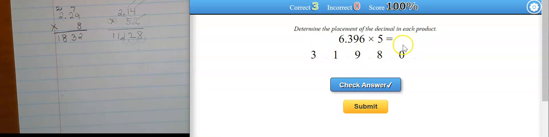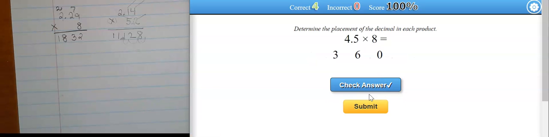Next problem. How would this look? Well, the one with the most digits is 6 396 thousandths. That would go on top. The 5 would go on bottom. You multiply everything through, and then when you come up with this answer, this is the only time that you worry about the fact that there are 3 digits past the decimal. 1, 2, 3. That is where the decimal should go.